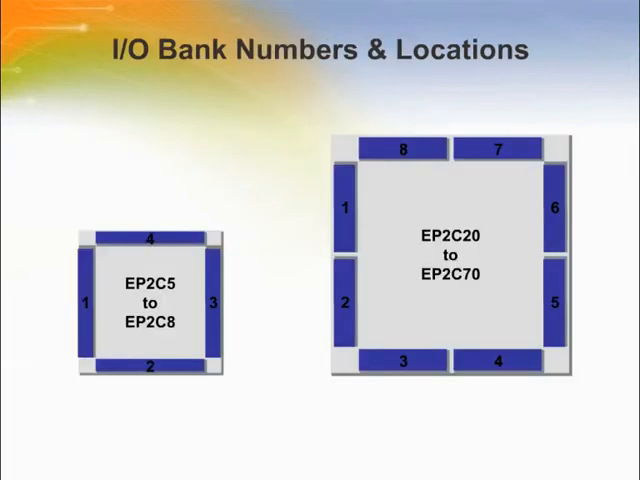The I/O pins on the Cyclone II device are grouped together into I/O banks, and each bank has a separate power bus. EP2C5 and EP2C8 devices have 4 I/O banks, while EP2C20 and EP2C70 devices have 8 I/O banks. Each device I/O pin is associated with 1 I/O bank.